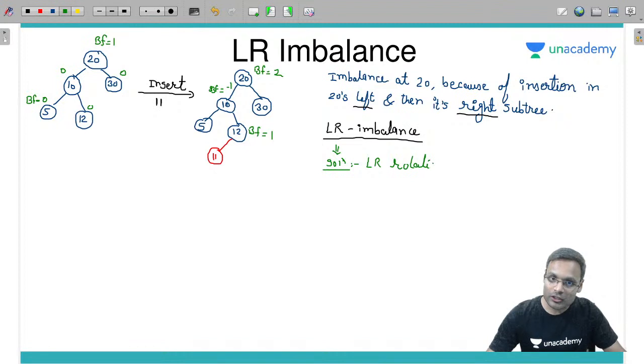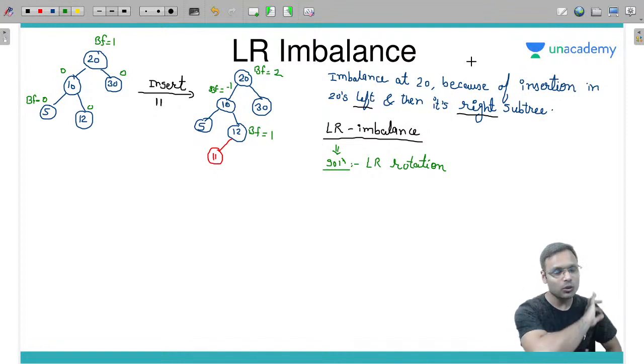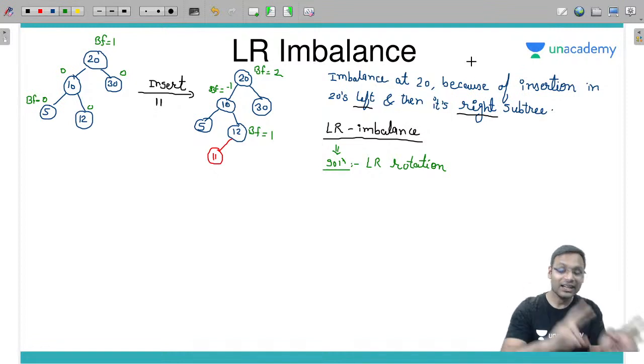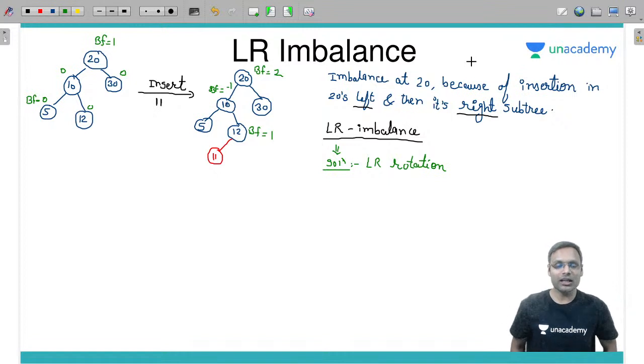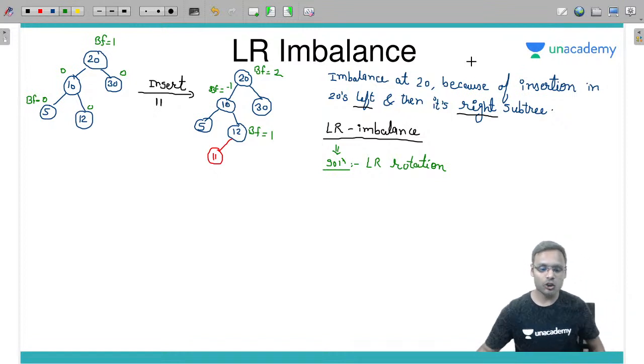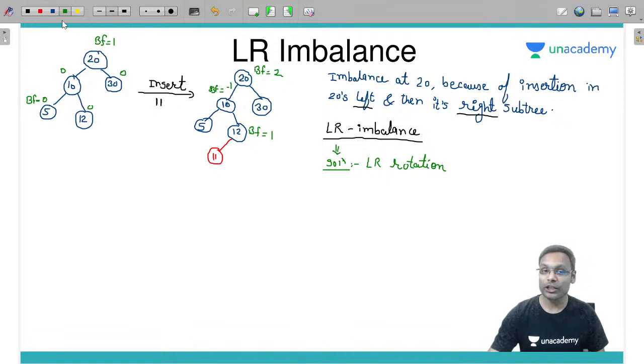Now listen carefully, everyone. LR and RL are not single rotations, these are double rotations. LR rotation will not be a single rotation. Only LL and RR rotations are single rotations. LR rotation is a double rotation. Where do we have to do this double rotation? Where should I do this double rotation? Now the double rotation will be done on two different nodes.